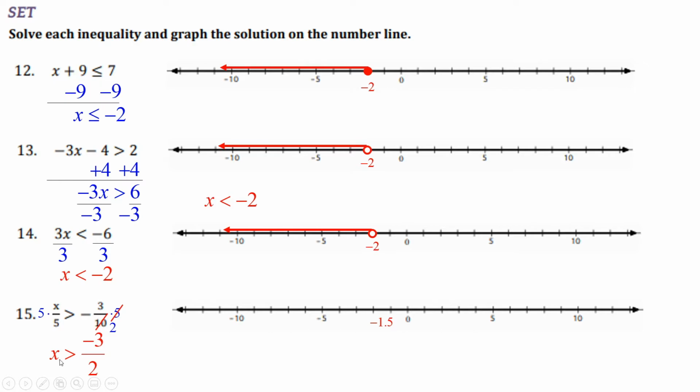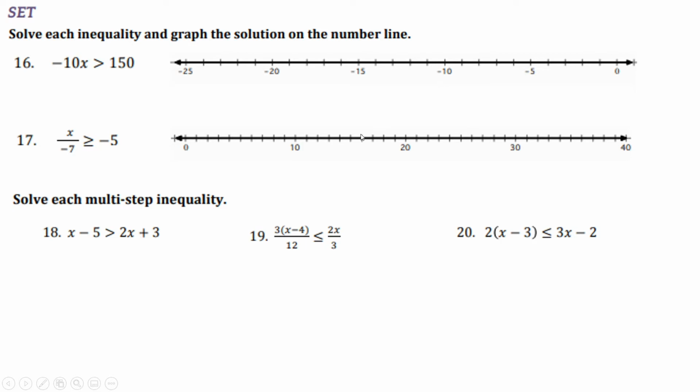Yeah, that's what I did. Greater than, so I'm going to put an open dot where negative 1.5 would be approximately. And x is greater than that negative 3/2, so my arrow would go to the right. Oh, these are great problems.